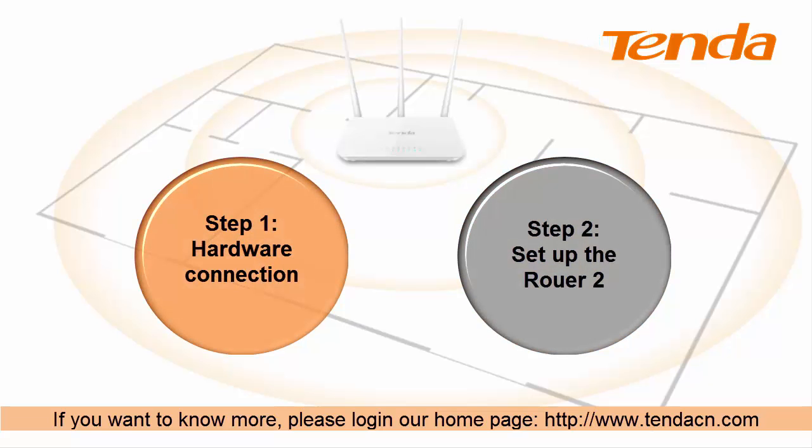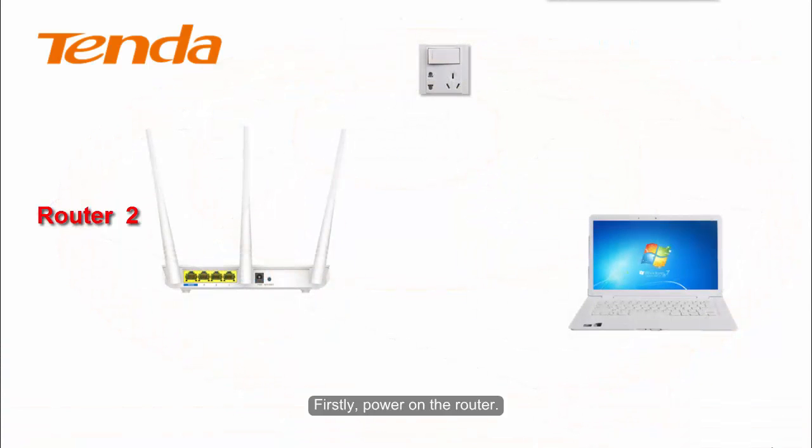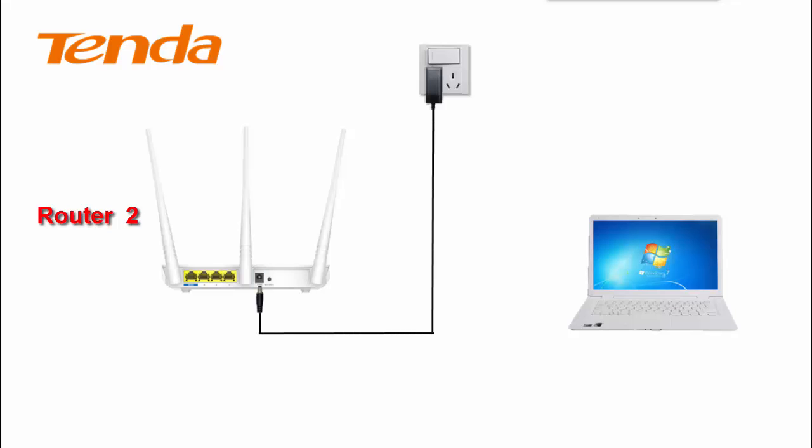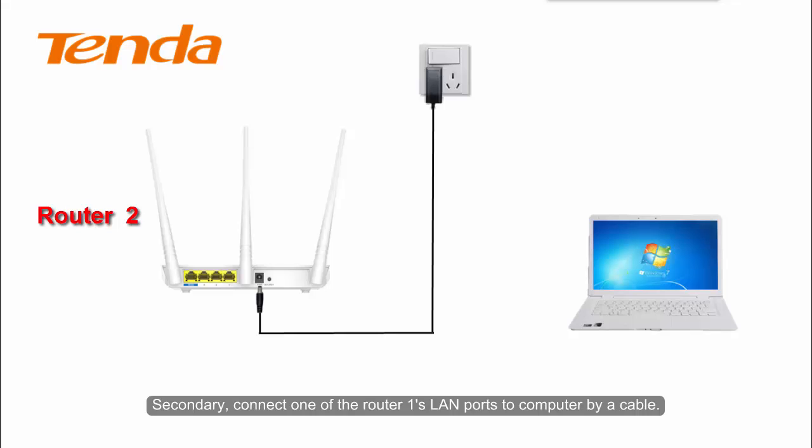Step 1, hardware connection. Firstly, power on the router. Secondly, connect one of the router's LAN ports to the computer by a cable.